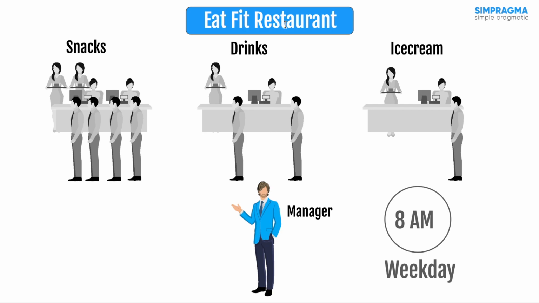Let's assume that we have a business called Eat Fit Restaurant. I'm not sure if you like to run restaurants, but just to understand Kubernetes, let's think that we have a restaurant called Eat Fit Restaurants. So what do you see here? You see there are 3 counters: snacks, drinks, ice cream.